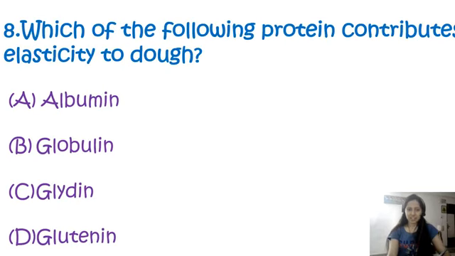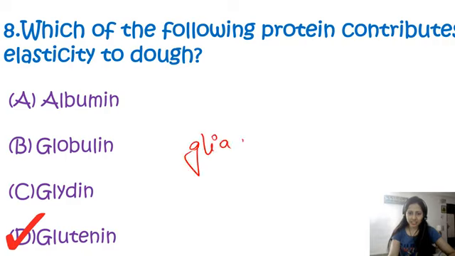Question number 8. Which of the following proteins contributes to the elasticity of dough? Okay, so options are albumin, globulin, gliadin or glutenin. So over here the correct option will be D, that is glutenin. Along with glutenin there is another protein, that is gliadin. It forms gluten when it is mixed with water, and we know that gluten is responsible for the stickiness and the elasticity of the dough. So over here the correct option will be D, that is glutenin.